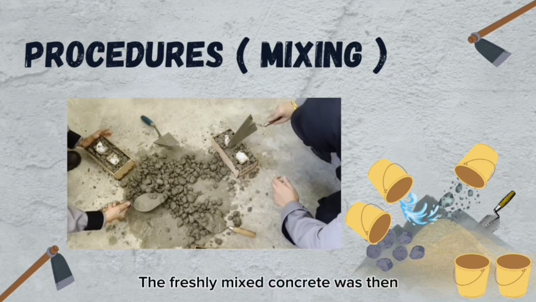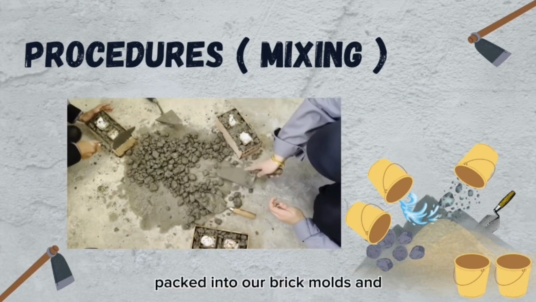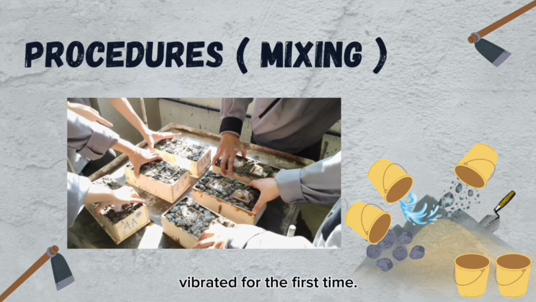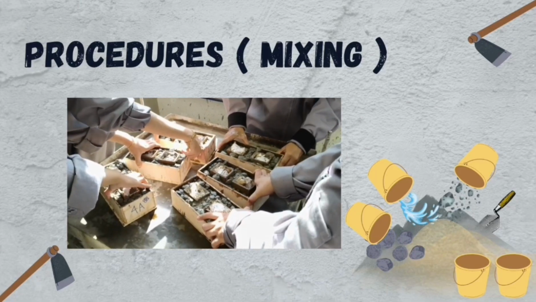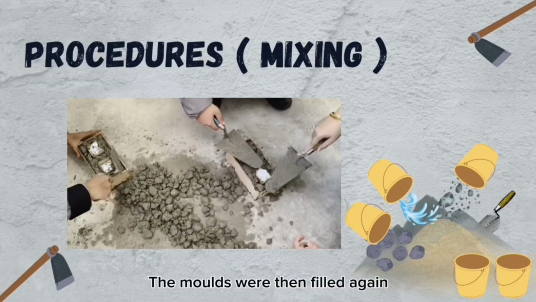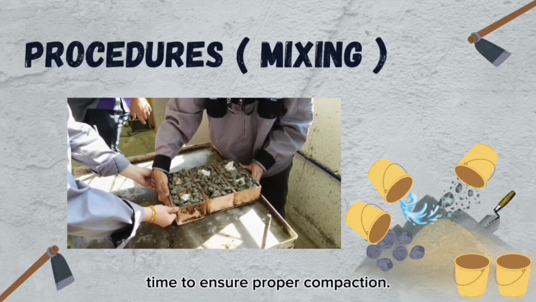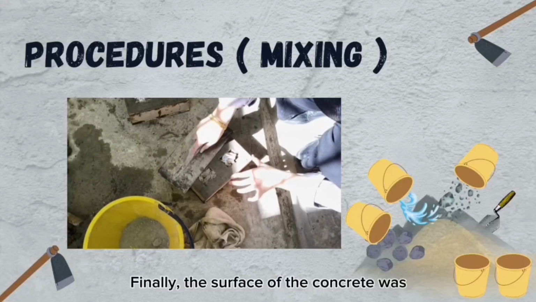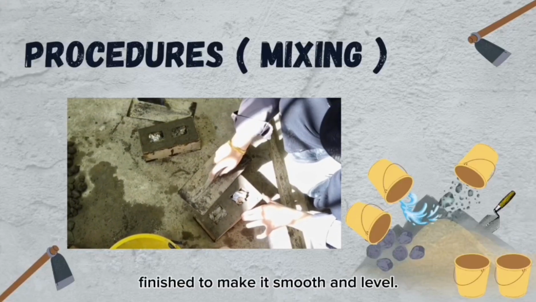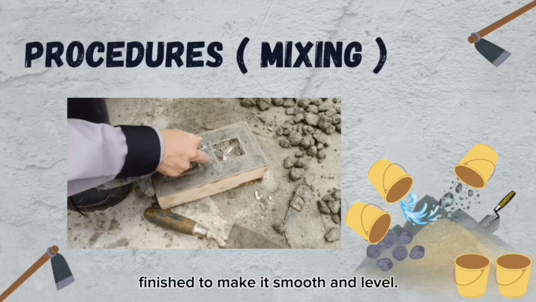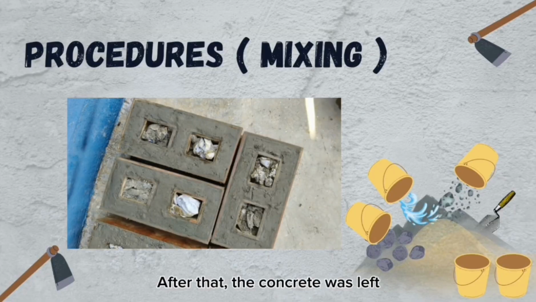The freshly mixed concrete was then packed into our brick molds and vibrated for the first time. The molds were then filled again, completely, and vibrated for the second time to ensure proper compaction. Finally, the surface of the concrete was finished to make it smooth and level. After that, the concrete was left overnight to harden.